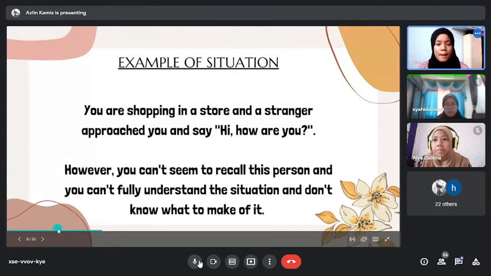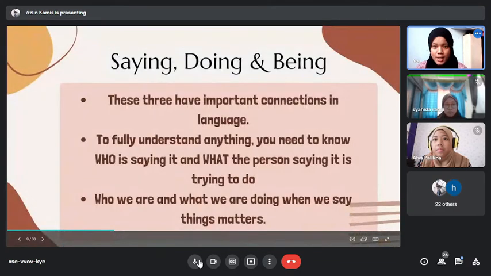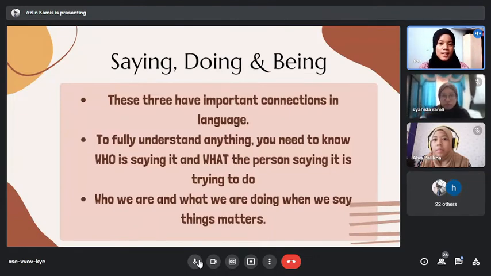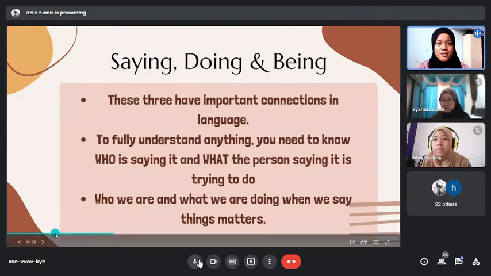That is why saying, doing, and being, these three have important connections in language. To fully understand anything that is happening in a situation, you need to know who is saying it and what the person saying it is trying to do. Who we are and what we are doing when we say things matter. I think that's all for my part.